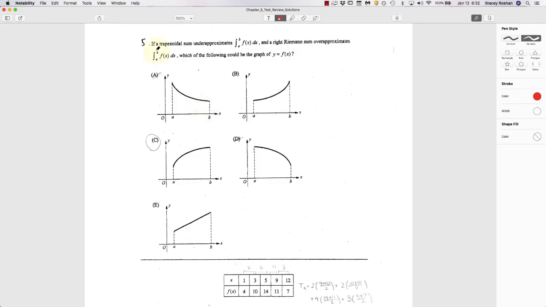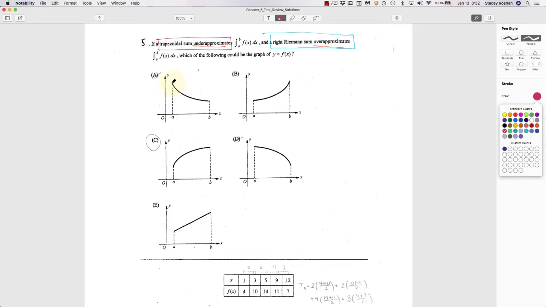In number 5, they're saying if a trapezoidal sum under approximates and a right Riemann sum over approximates, which of the following could be the graph of the function? Okay, let me think about my trapezoids in this magenta color, and I'm going to then think about my right Riemann sums in this turquoise color.